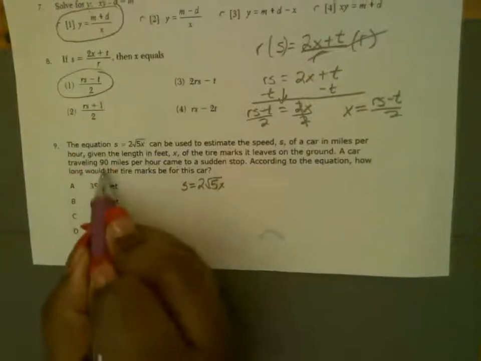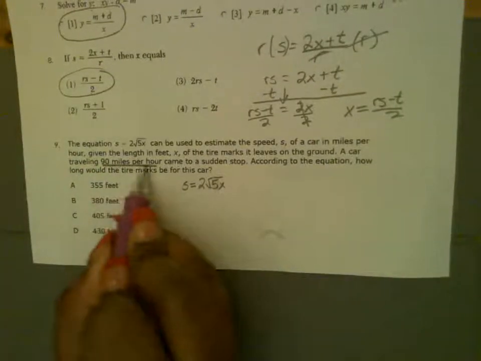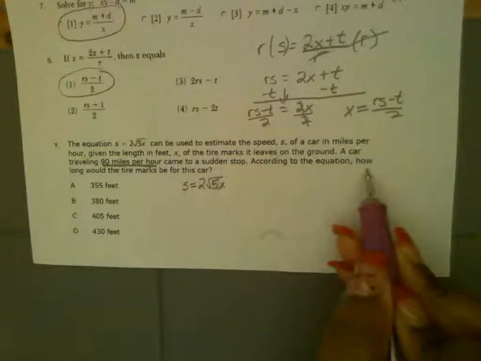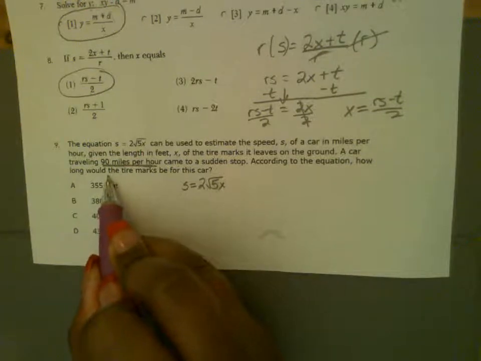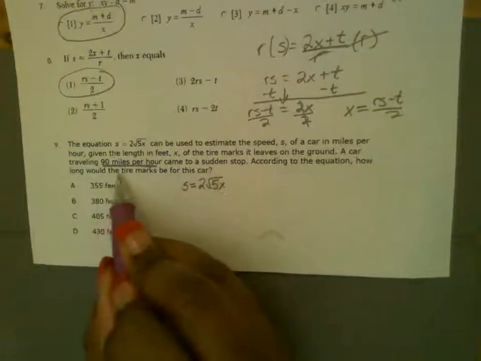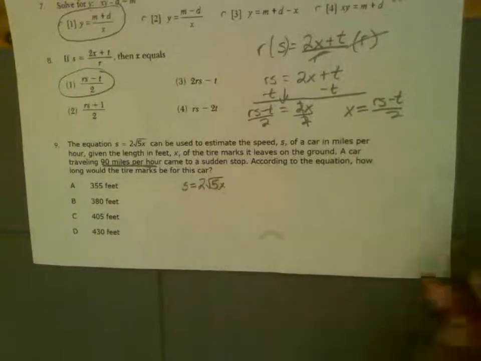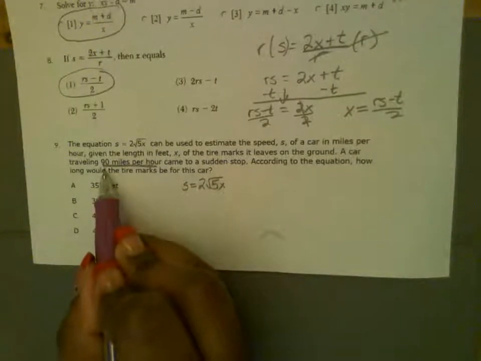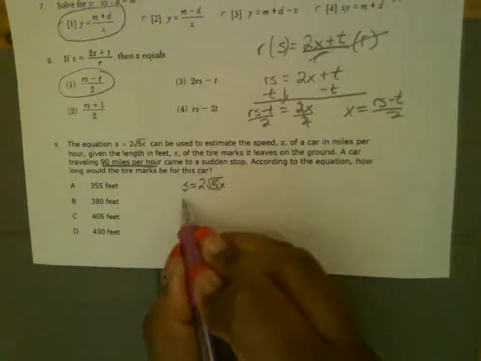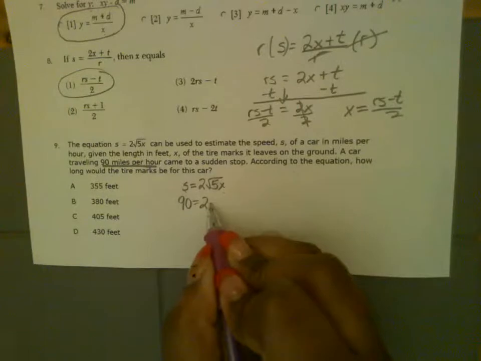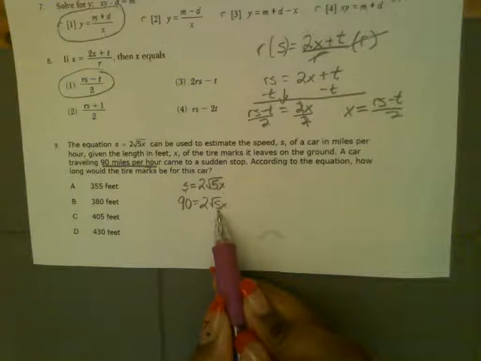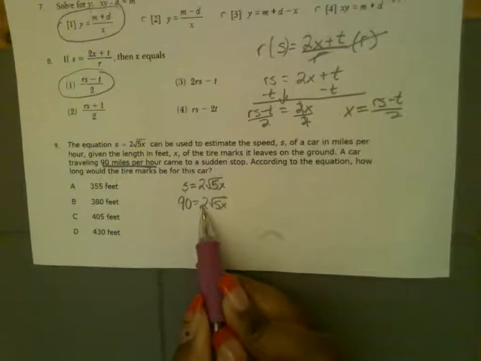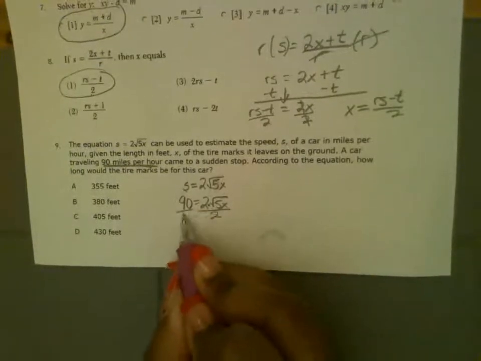The car is traveling 90 miles per hour, okay, and came to a sudden stop. According to the equation, so we have to use this equation, how long, so x is length, how long would the tire marks be for this car? Okay, so 90 is the miles per hour. That's S. So we're going to replace S with 90. And x is what we're looking for. So to isolate x, to get x by itself, we got to get rid of the 2 first. This is multiplication because you don't see a sign there. So we're going to divide to get rid of the 2.